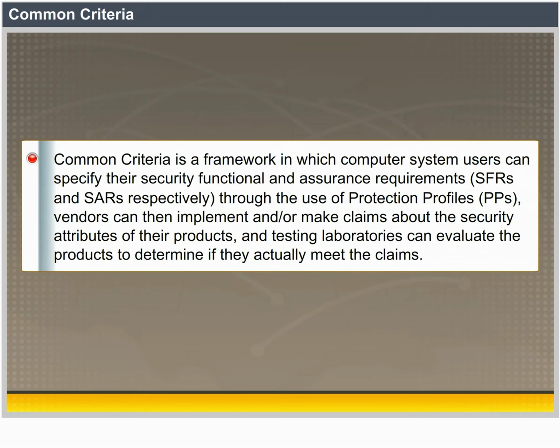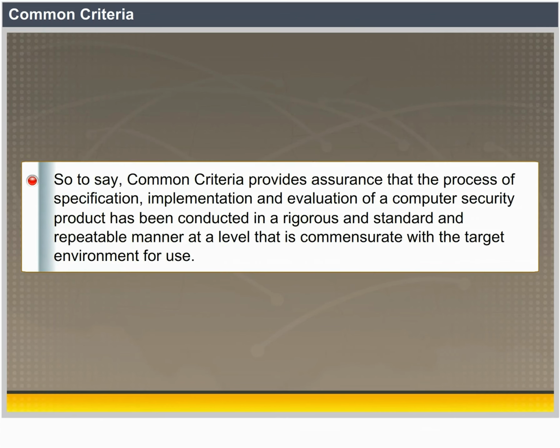Through the use of protection profiles, vendors can then implement and/or make claims about the security attributes of their products, and testing laboratories can evaluate the products to determine if they actually meet the claims. In other words, common criteria provides assurance that the process of specification, implementation and evaluation of a computer security product has been conducted in a rigorous, standard and repeatable manner at a level that is commensurate with the target environment for use. Key concepts.